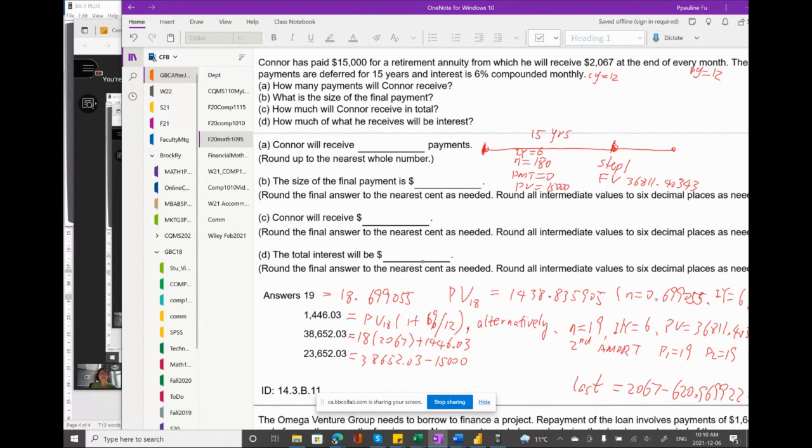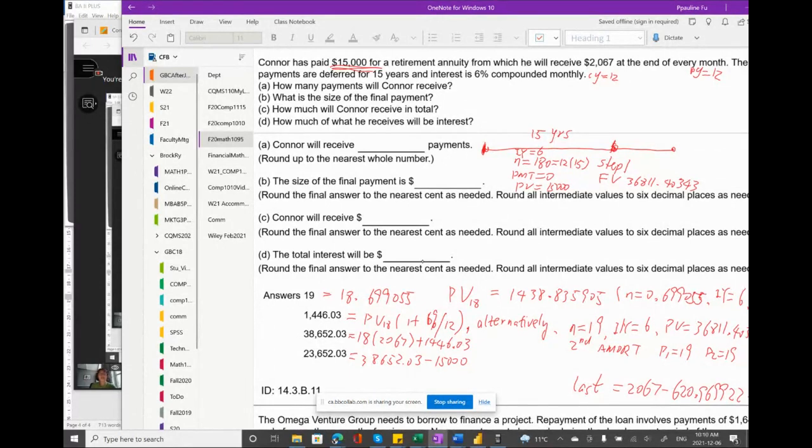what is the future value of 15,000? During these 15 years, interest is 6% compounded monthly. Term N equal to 180. Why? One year has 12 months. You have 15 years. So 12 times 15, 180.